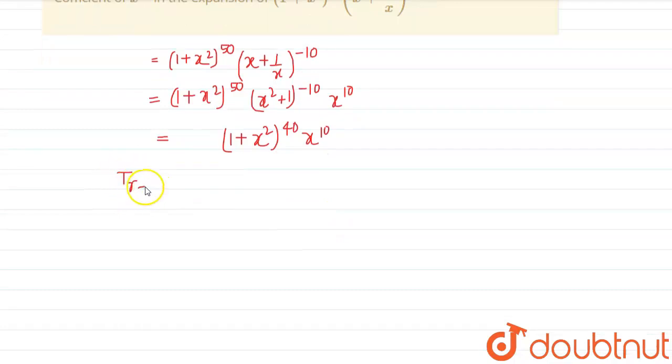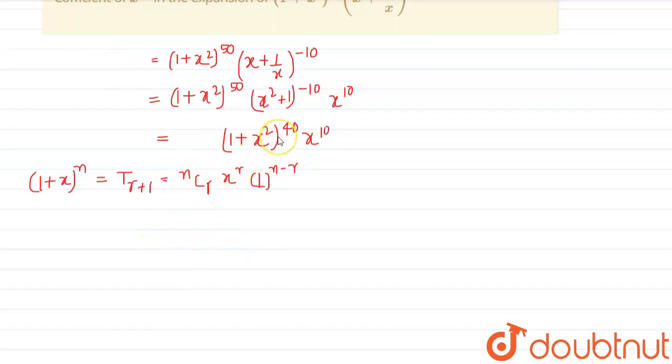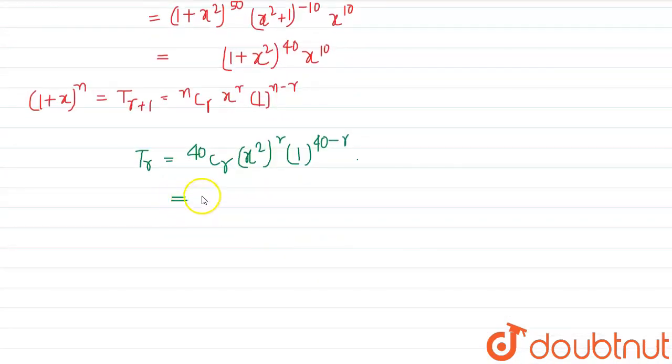So the r-th term, that is T(r+1), is equal to nCr x^r for something like (1 + x)^n. This is x to the power of r and 1 to the power of n minus r. Same, we can apply it over here. So T(r+1) will be 40Cr x^(2r) 1^(40-r). So this is the r-th term. So we have 40Cr into x to the power of 2r.